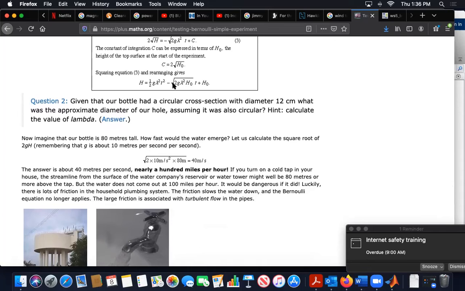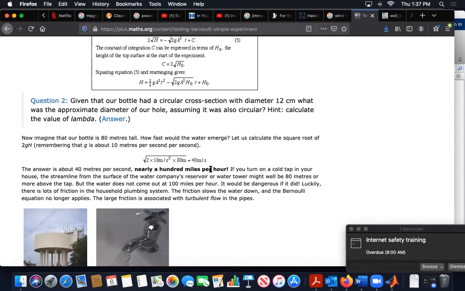This part right here comes out as your velocity, and they're using that right here with their numbers. So they have 2 times g, which is 10 meters per second squared, and then essentially the lambda is a 1 here, and then we have our height, which is 80 meters. So if you had an 80-meter high bottle, you could get it coming out at 40 meters per second.